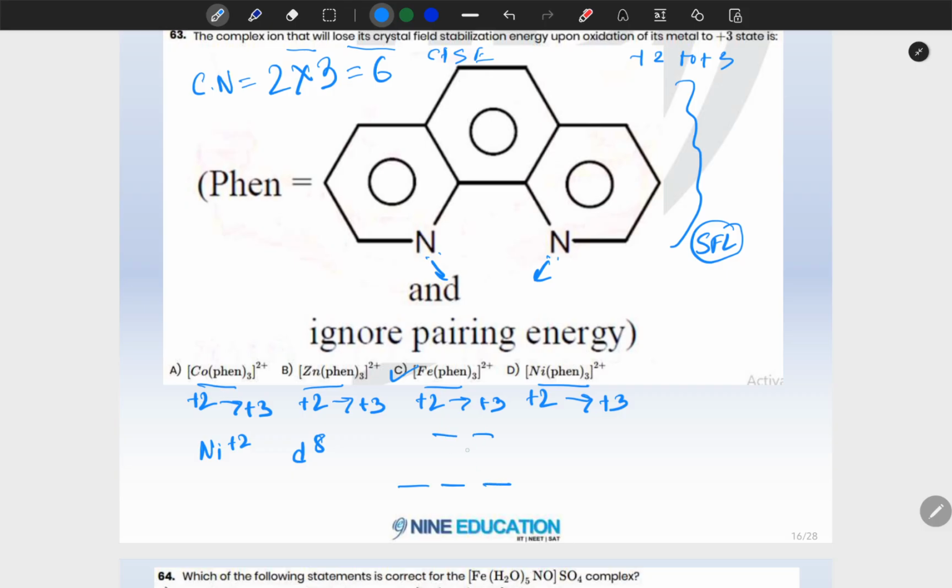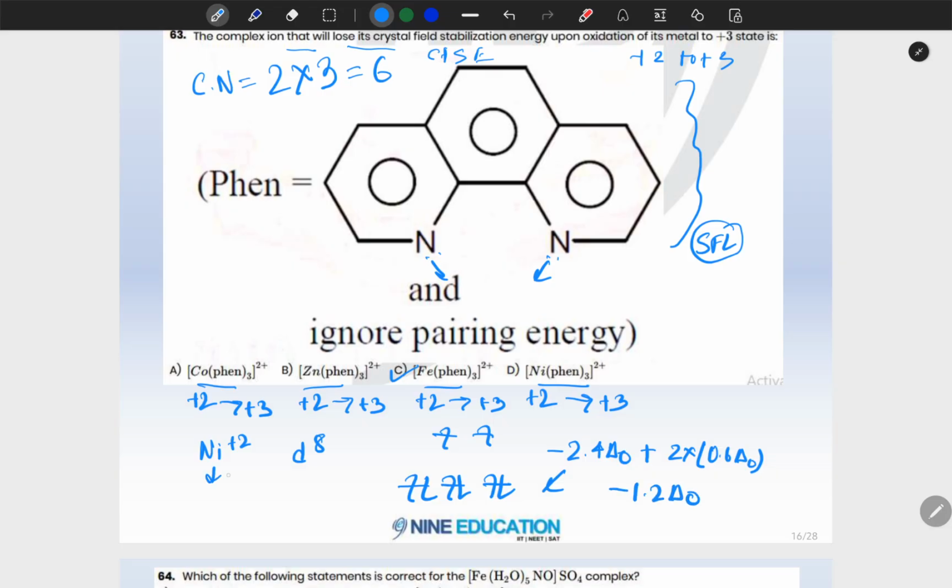So again for d8, this will be the scenario 1, 2, 3, 4, 5, 6, 7, 8. So what will be the value of CFSE? That will be minus 2.4 del O for all these electrons plus 2 into 0.6 del O. So overall I am getting minus 1.2 del O.